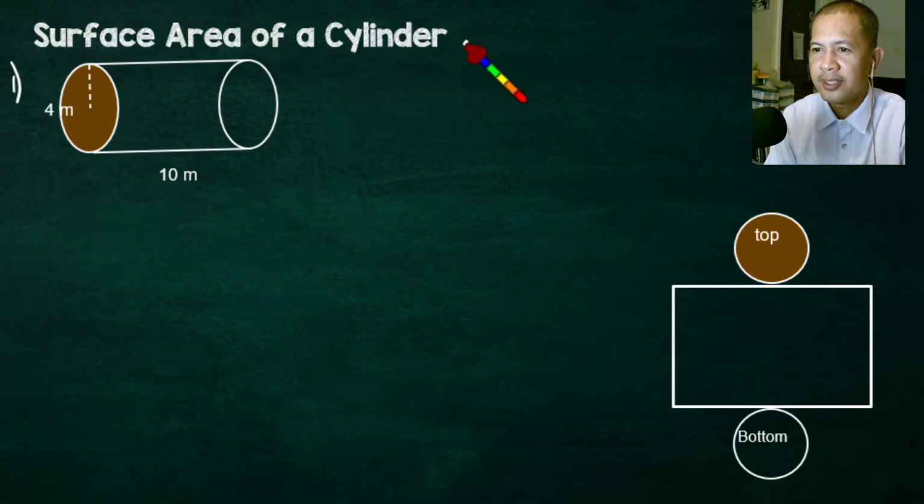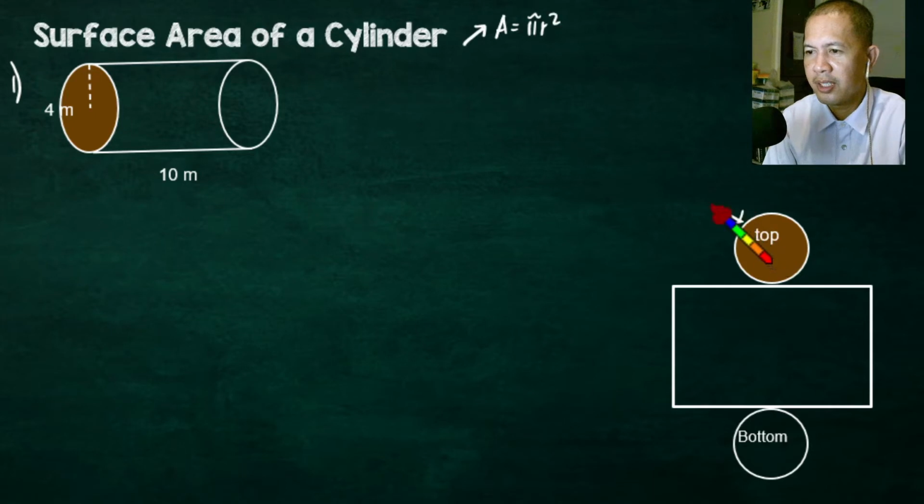Una, gagamitin natin ang formula ng area of a circle, which is pi r squared. So ito ay circle. So gagamit tayo dyan ng formula ng pi r squared. Ganun din dito, gagamit tayo dyan ng area is pi r squared.